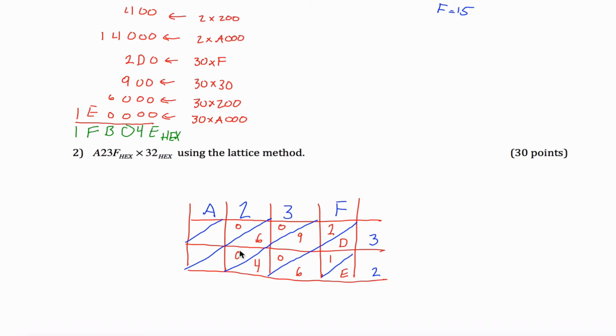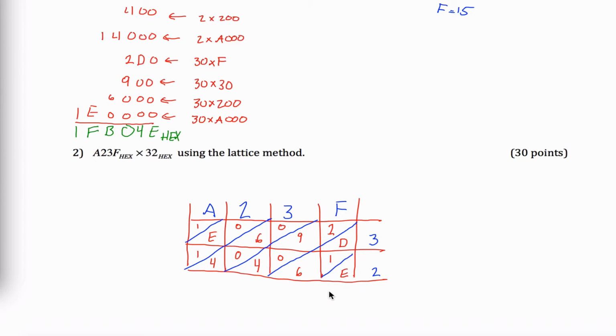A times 3 is 30, and the way I write 30 is 1 group of 16 with 14 carried. 14 I write with an E. And 2 times A is 20. The way I write 20 is 1 group of 16 with 4 carried. And then I add along these diagonals.